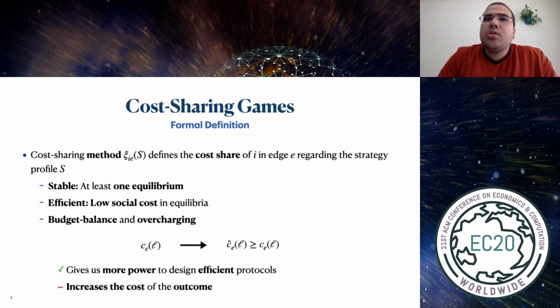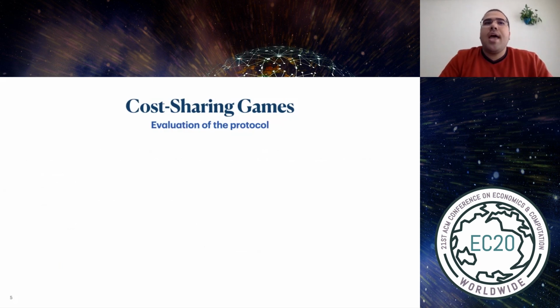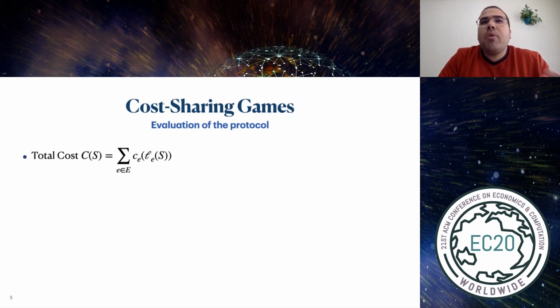We define the total cost of an outcome of the game as the sum of the costs of the edges. Here, L sub E of S is the number of players using E in a strategy profile S. To evaluate a protocol, we use the notion of price of anarchy.